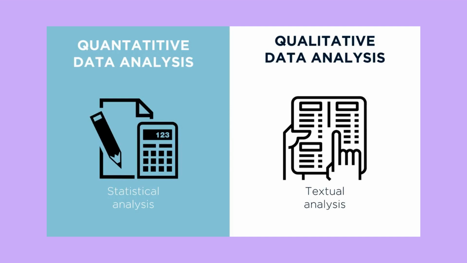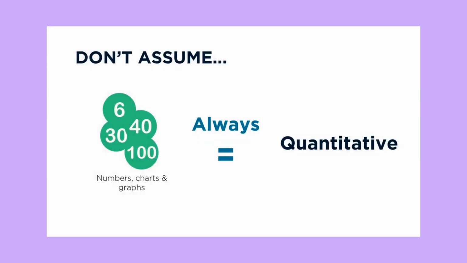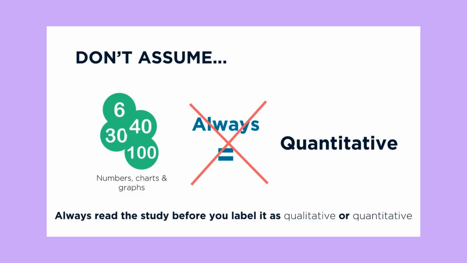Quantitative studies will feature statistical analyses, while qualitative studies might use text analysis and coding for themes in order to interpret data. While you'll probably see more numbers, charts, and graphs in a quantitative study, be careful. Just because you see these doesn't automatically mean the study is quantitative. Qualitative studies might report basic demographic information numerically before diving into qualitative analysis. So it's always important to read the study for additional information.